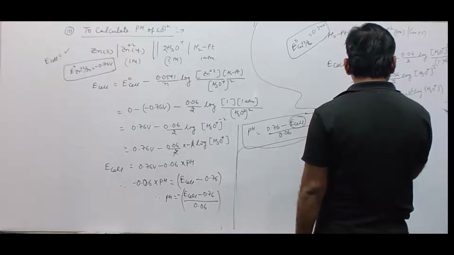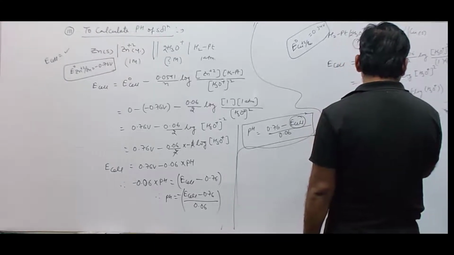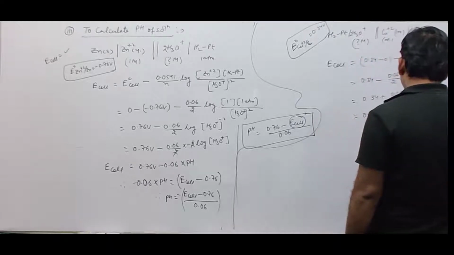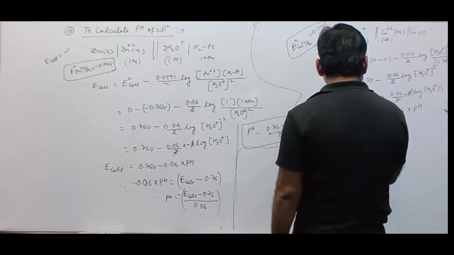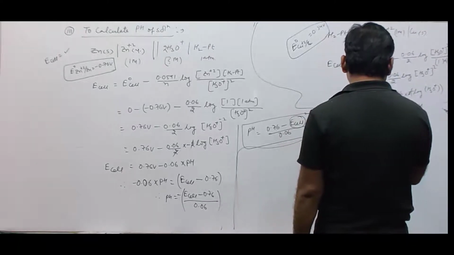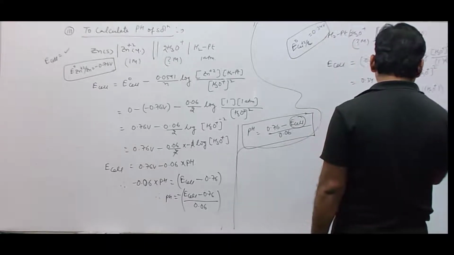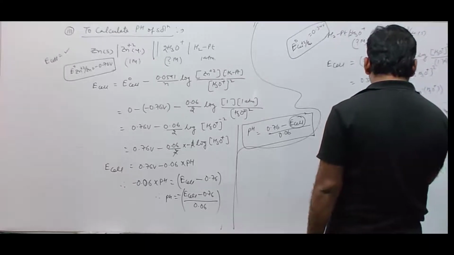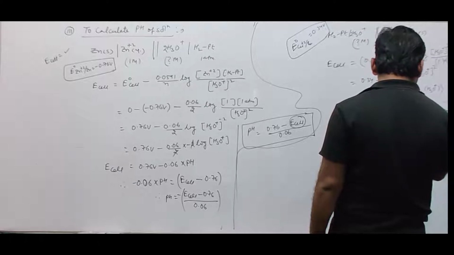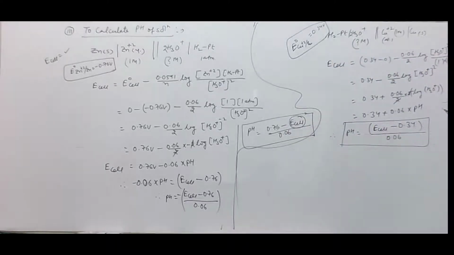This is equal to 0.34 plus, 2 and 2 cancel, 0.06 into pH. Therefore, pH is equal to EMF of cell minus 0.34 divided by 0.06. So with the help of this equation, we can calculate the pH of solution.